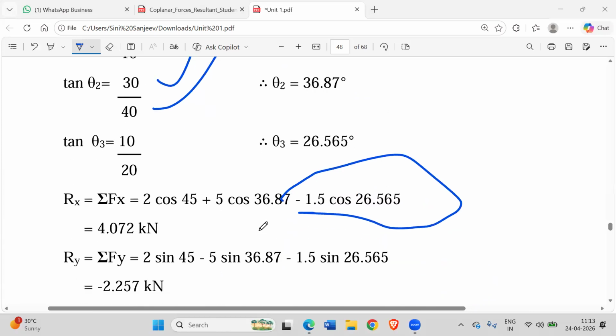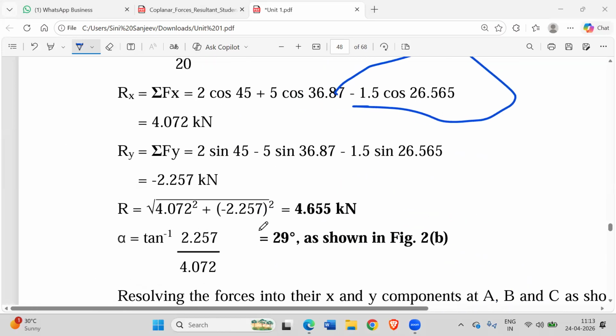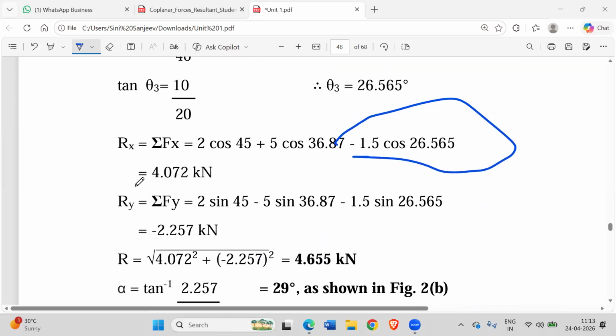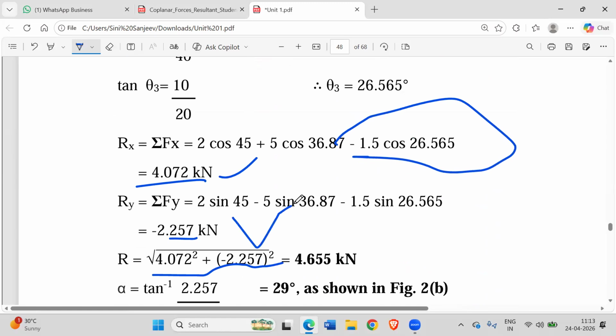So once I get both the resultants here, use a calculator and everything. Correct. And what is R? R is equal to root of square of these terms. Root of square of this plus this. Then I'll get this, right?